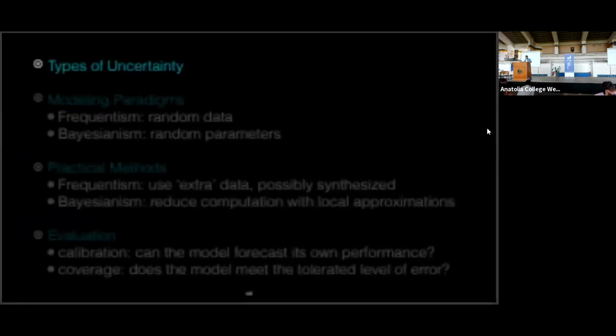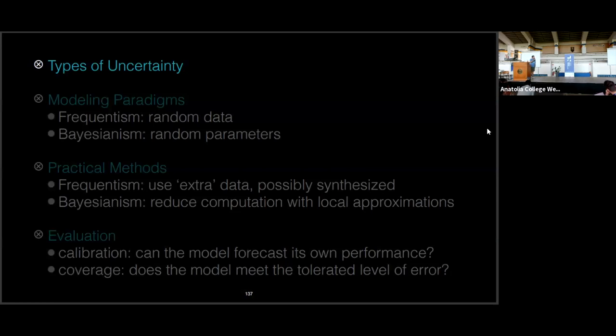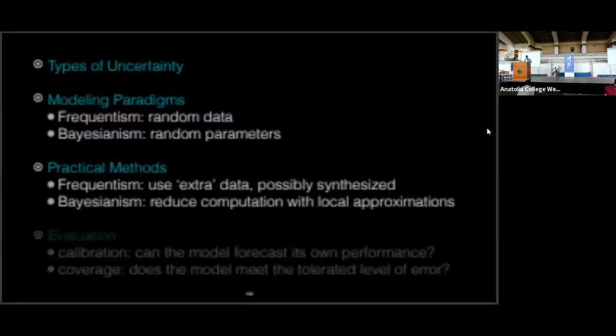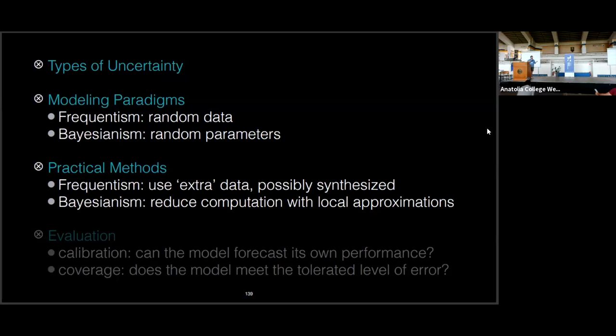And so I'll just wrap up with a quick summary. I talked about types of uncertainty, epistemic and aleatoric. Aleatoric is fundamental uncertainty. Epistemic uncertainty can be reduced by collecting more data. I talked about modeling paradigms: frequentism, where you assume the randomness comes from the data, and Bayesianism, where you assume the randomness comes from the parameters. I talked about some practical methods that you should use to correct for the faults in just applying these learning paradigms out of the box.